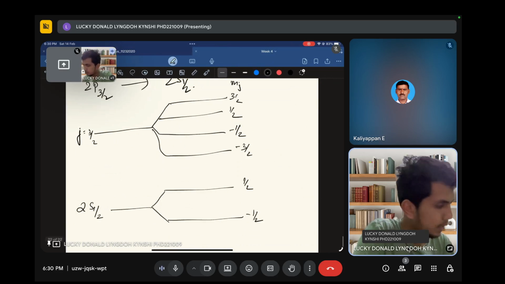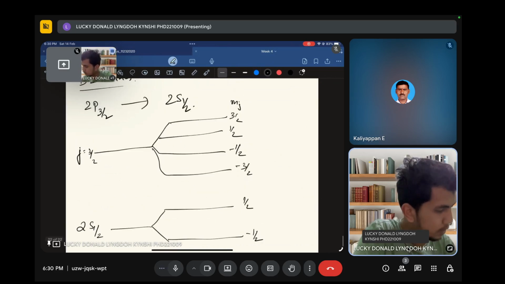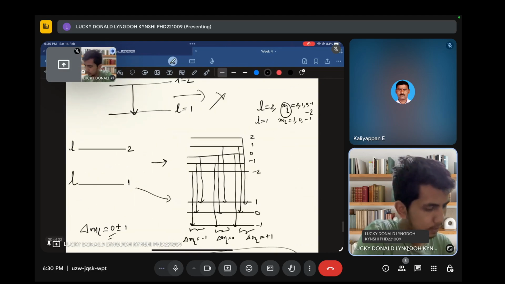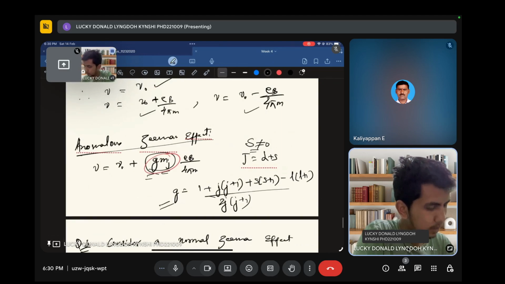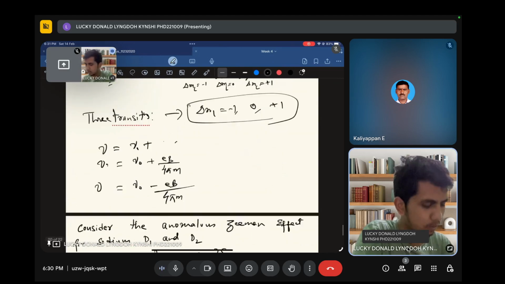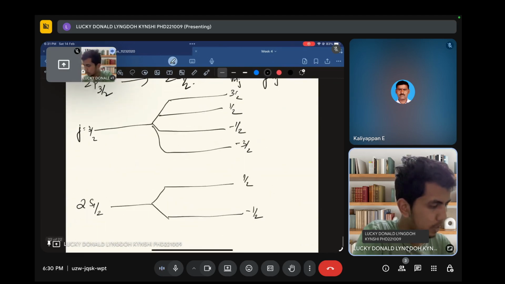Okay, so again you can calculate the value of g_mj using the value of g, 1 plus j(j+1) plus s(s+1) minus l(l+1), over 2j(j+1), that I have given you the formula here. This is the value of g. So you know the value of j, you know the value of s is equal to half, and l, you know whether it's a p state or an s state. If it is an s state, l is equal to 0; if it is a p state, l is equal to 1. So you can easily calculate the value of g.